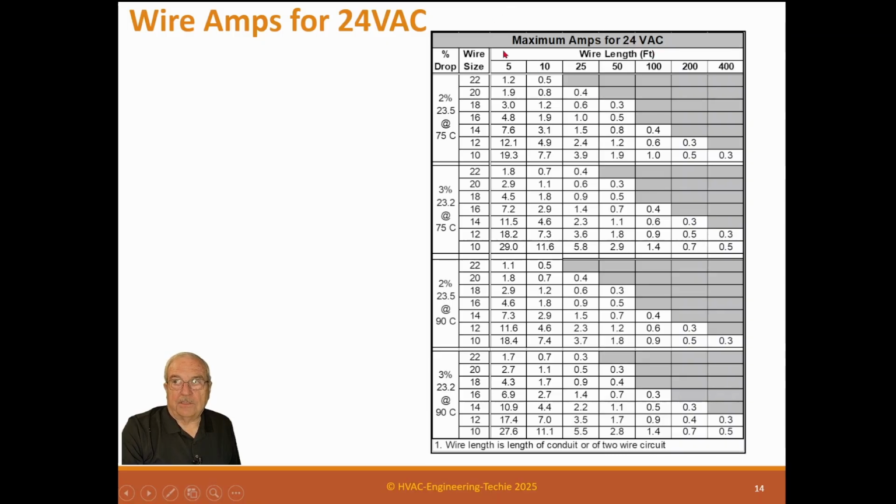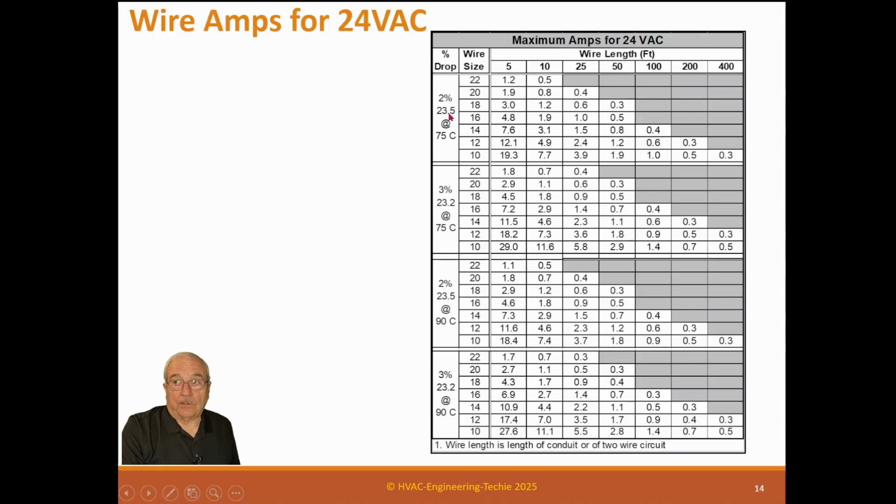And understand, this is maximum amps for 24-volt VAC, so this is AC wiring. You'll see that there is a 75C rating and a 90 degree C rating. 90C is for power wiring in conduit. This up here is for free air wire, like if you're going to run 24-volt AC to an 18-2 non-shielded pair to provide power for a controller.